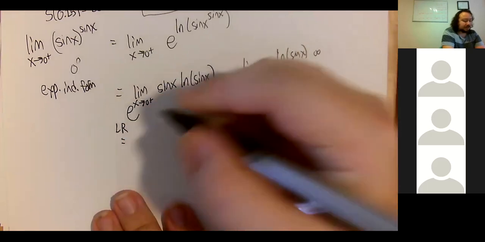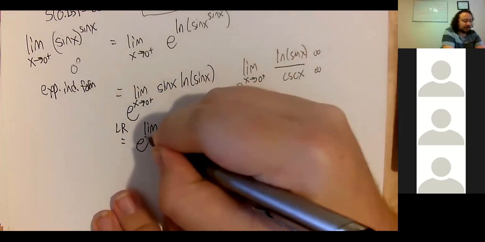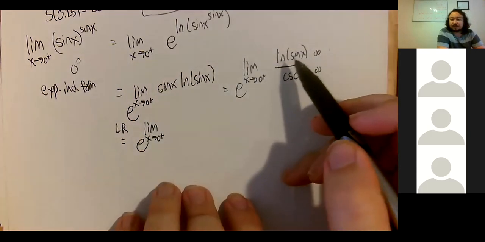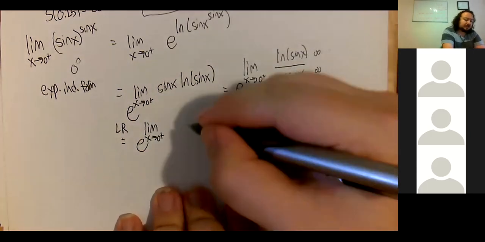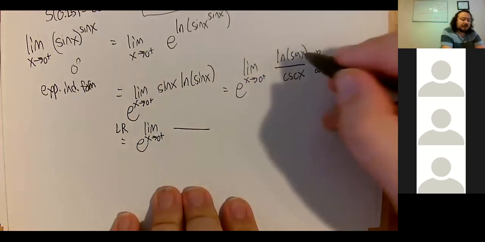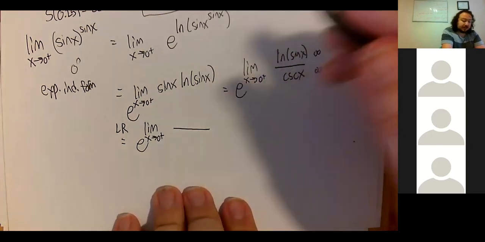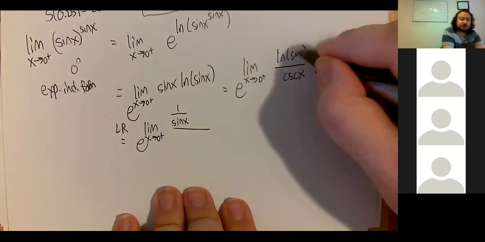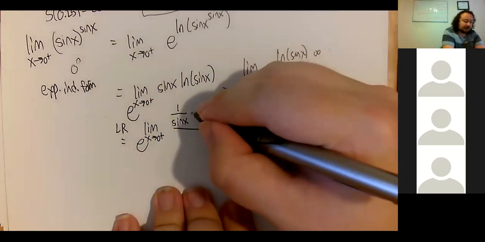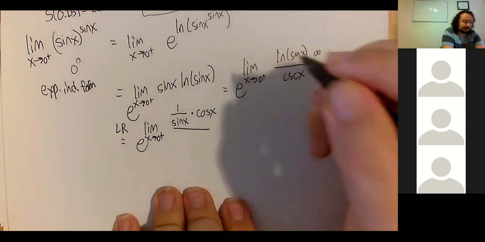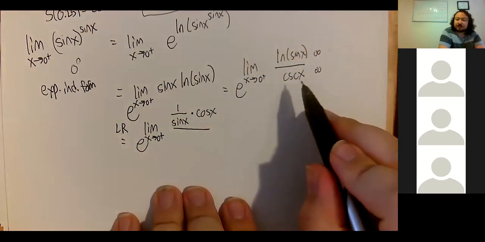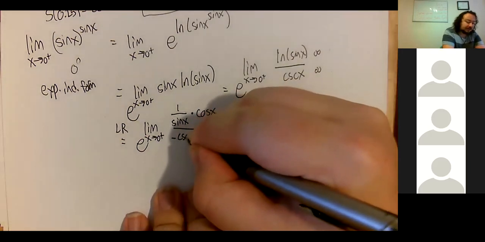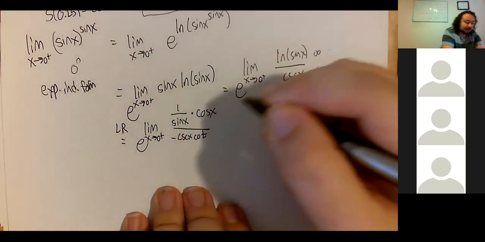Okay, so upon using L'Hopital's rule, what do we get? Let's see, the derivative of ln of sine of x. So we need to use the chain rule for that. So the derivative of ln of something is 1 over that something times the derivative of whatever's inside. So that'll be cosine of x. All right, now we do the derivative of the bottom. The derivative of cosecant is negative cosecant cotangent of x.